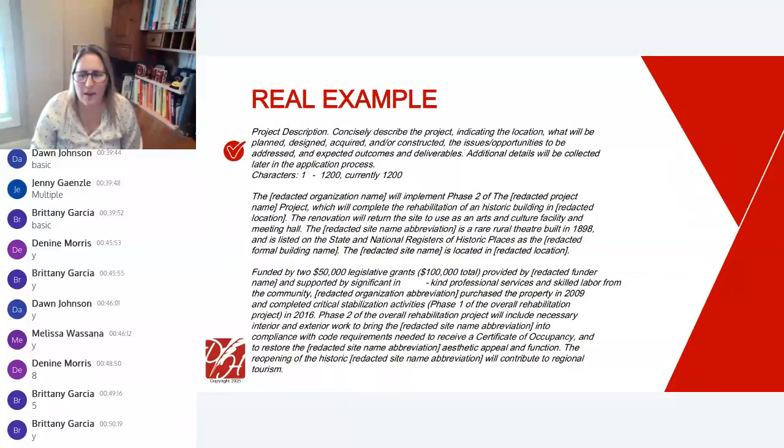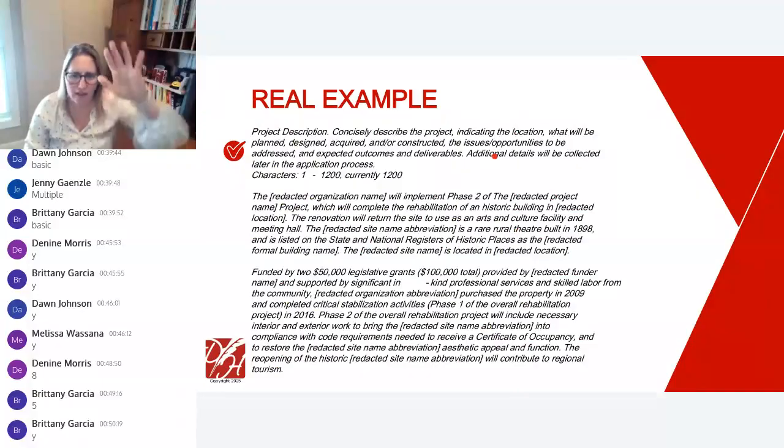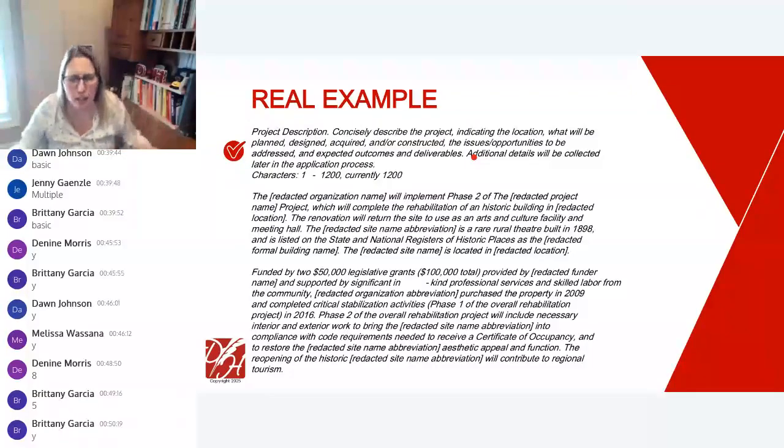When I'm thinking about the very difficult space constraints that we're faced with, a clue like the one on the screen here, you don't have to read all the text. That's not the point of this example, but rather to say if you look at this third line in the project description question, it says additional details will be collected later in the application process. To which I say, oh, thank you, because I don't know how you were going to let me describe the entire project, indicating where it was and how it was planned and when it will be designed and acquired and constructed. And that is too much for 1,200 characters, dear grant maker.